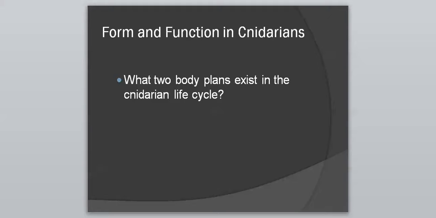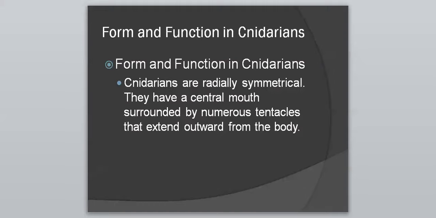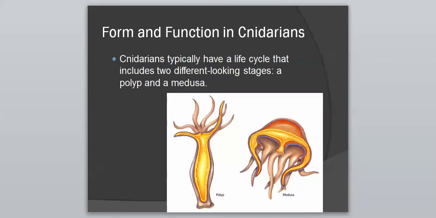Now I'm going to look at how they're made up. We know now how they got their name, so we're going to look at how they're composed. There are two different body plans in the Cnidarian lifestyle. We'll get into more specifics, but both of these are radially symmetrical, so you can draw any number of lines through them and they'll be equal on both sides. They have a central mouth surrounded by numerous tentacles that extend outward from the body, which again has been mentioned before. The tentacles are a big part. They usually have a life cycle that includes two different looking stages, a polyp and a medusa. We have the polyp on the left, medusa on the right. Now we'll get into the specifics about each one.